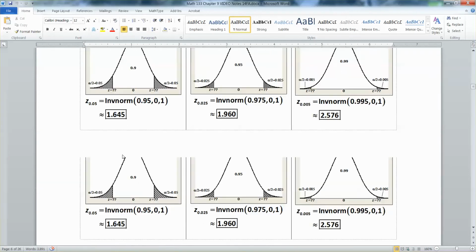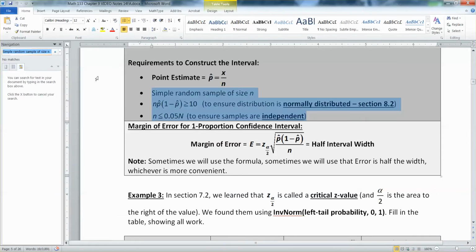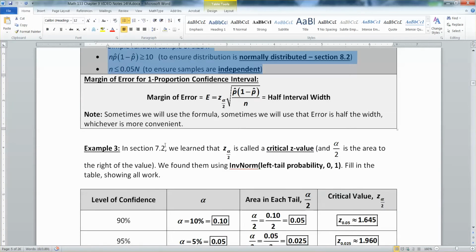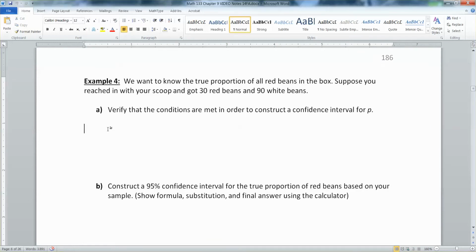Well, there are three conditions that need to be met. You need to know that you have a simple random sample. You need to know n times p times 1 minus p is greater than 10. And then you need little n, which is your sample size, to be less than or equal to 5% of your population size. So let's figure these ones out.